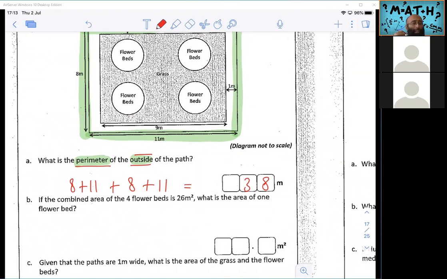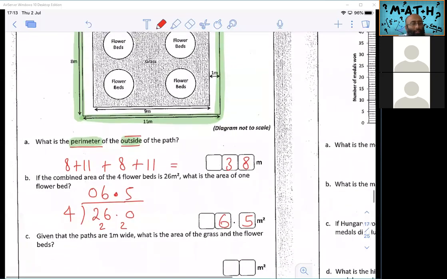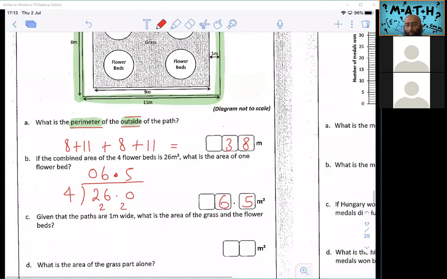Okay, if the combined area of the 4 flower beds is 26, what is the area of 1 flower bed? So how would we do that? You have to do 26 divided by 4. Fantastic. Which is 6.5 meters. So that's 0, 2, 4 times by 6, 24, remainder 2. So the answer is 6.5 meters square. Fantastic. If 4 of them are 26, then 1 of them is 6.5. Lovely. Next question, please.